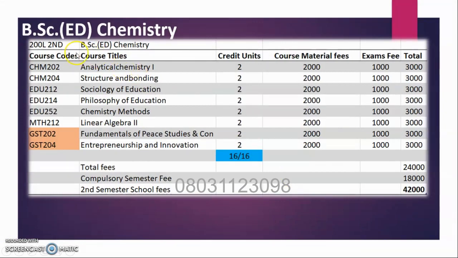Then 200 level second semester is flat credit units and flat fees as well. All of them are required of you to pass. Pass or even score distinction or A, all of them excellent, not just a pass. So you have a total fee of 42,000 after the usual calculations for 200 level second semester.